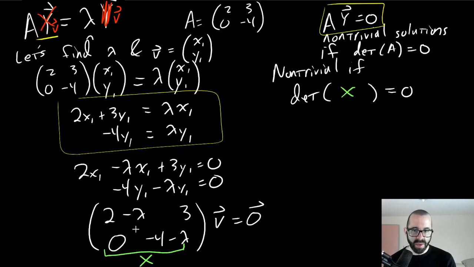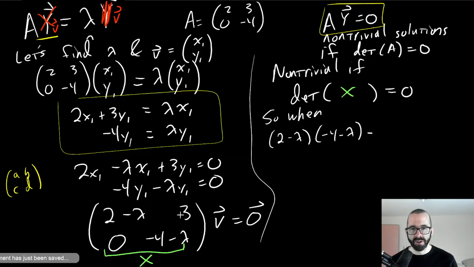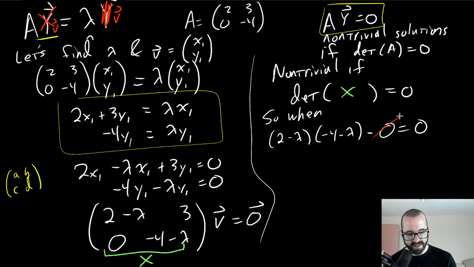So what is the determinant of this matrix? We remember the determinant of a matrix A, B, C, D was just A times D minus B times C. You remember taking determinants. So the determinant of this matrix is going to be 2 minus lambda times negative 4 minus lambda minus, oh, thank goodness, 0 times 3. We need that to equal 0. It's really nice that this is 0 because it's already factored. If this wasn't 0, we'd have to combine like terms, FOIL out, and factor again to solve this equation.